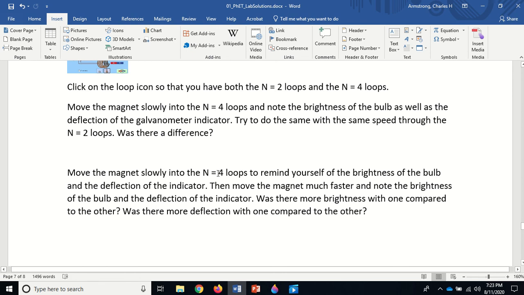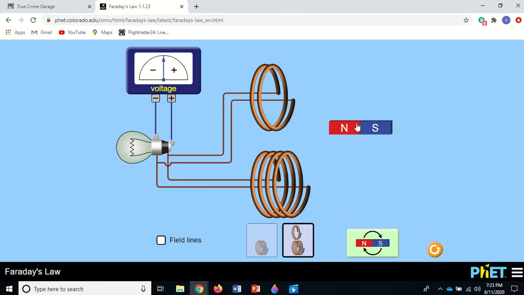Move the magnet slowly into the four loops. N equals 4 loops. Remind yourself of the brightness of the bulb and the deflection of the indicator. Then move the magnet much faster. So this one you can see. This will be a lot better. All right. So we'll go down here. We'll move it slowly in. Slowly in. I'll move it fast in.